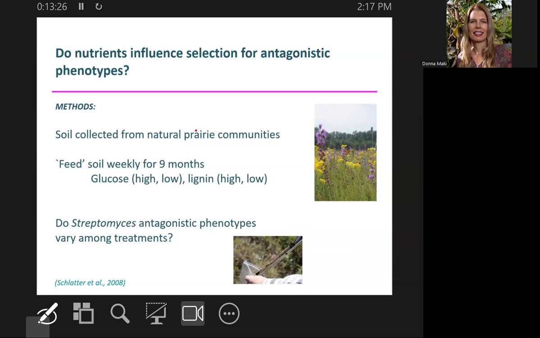Glucose is a very simple sugar, so that is readily taken up by any living organisms that can use it. They'll love it. Lignin, on the other hand, is a very complex polymer, needs a lot of work to get it broken down, and persists in the soil longer. So they were looking at two different carbon sources, and then asking, how does this influence the phenotype of the Streptomyces? Do they ramp up their inhibition abilities or not?